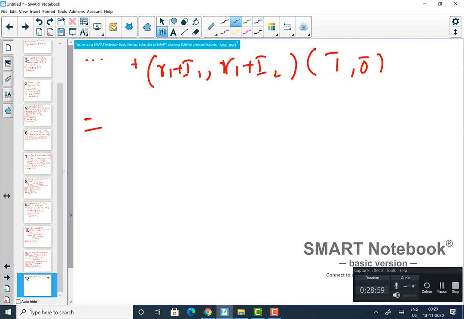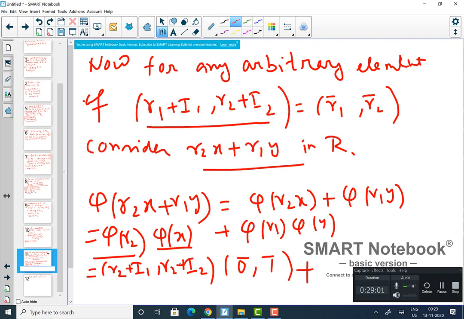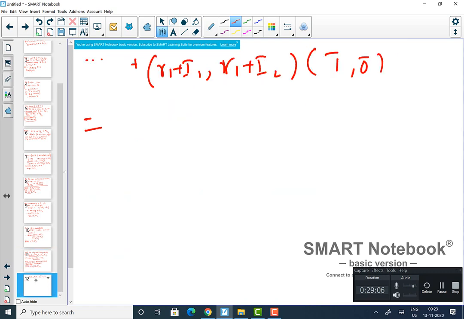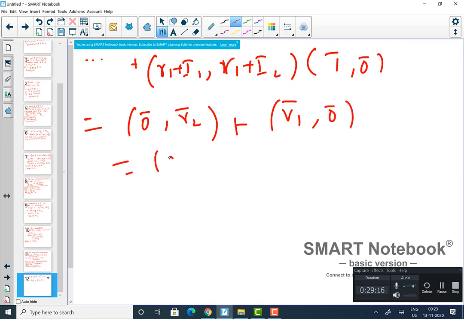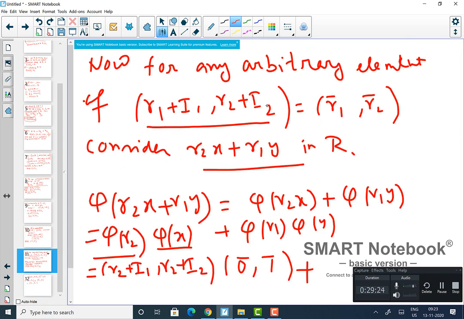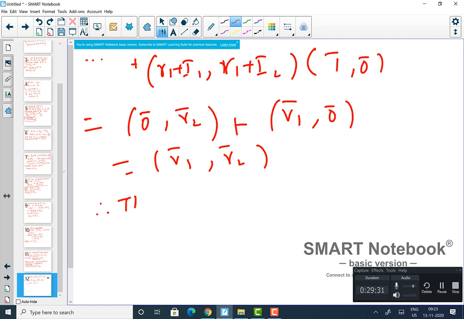Now if you take the product, you see that the first one vanishes and the second one survives here, right? So this is (0 bar, r2 bar), and here the opposite, (r1 bar, 0 bar), and hence you'll have (r1 bar, r2 bar) if you take the sum. Okay, so what does that mean? That means if you take these elements, (r1 bar, r2 bar), the pre-image is nothing but this. This is the pre-image, and that shows that phi is onto.